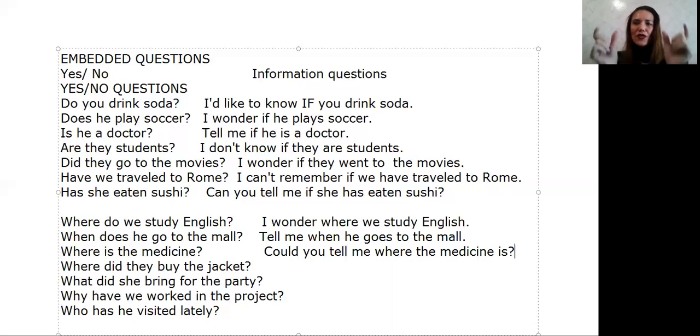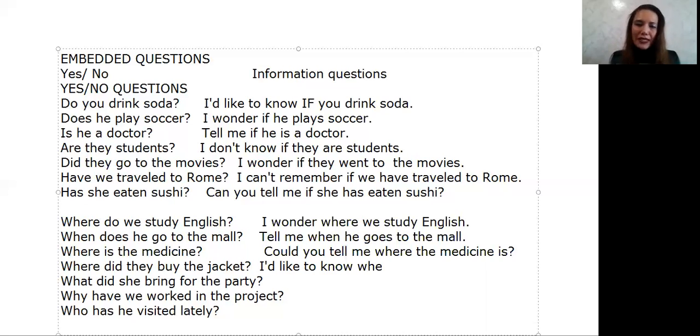And with the verb be, we change the order of the pronoun. So that's why I say the medicine is, okay, like a sentence, remember. In the case of past tense, where did they buy the jacket, okay? And then again, I'd like to know where.